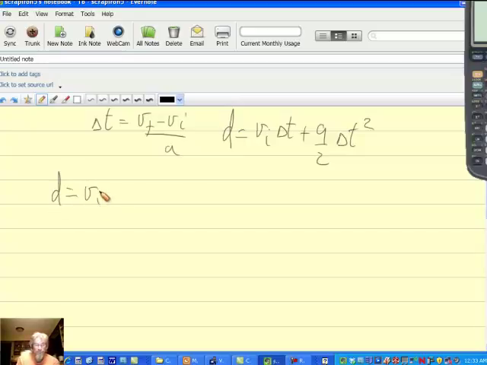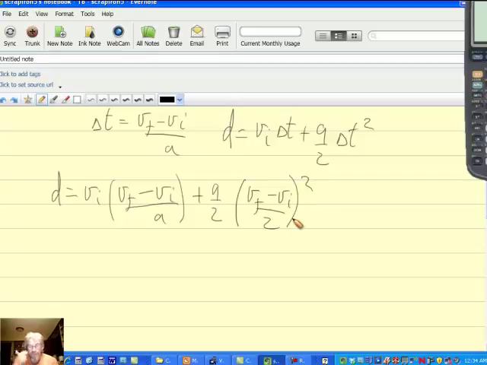D is equal to Vi times delta t. Well, delta t we're now going to call Vf minus Vi over A, plus A over 2 times delta t squared. But delta t now, remember, we're saying is Vf minus Vi over A, and that's going to be squared. Well, this equation is looking kind of ugly, so we're going to have to get rid of A in the denominator if we want to solve this. Sorry, that's a mistake. That should be A, not 2.